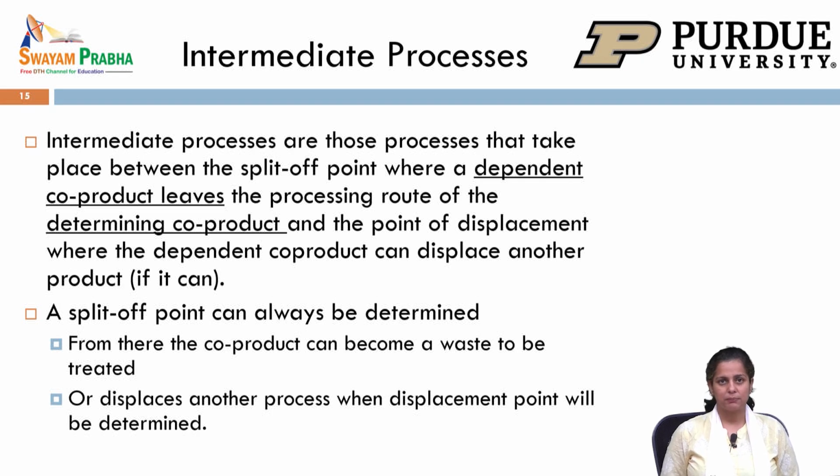And we will see an example, so the flow chart will give you more clarity. A split off point can always be determined from where the co-product can become a waste to be treated. So, where the co-product leaves the original process and it can become a waste to be treated, or it can also displace another process, the displacement point will be determined. And by displacement we just mean that it becomes a substitute to the product from some other process.